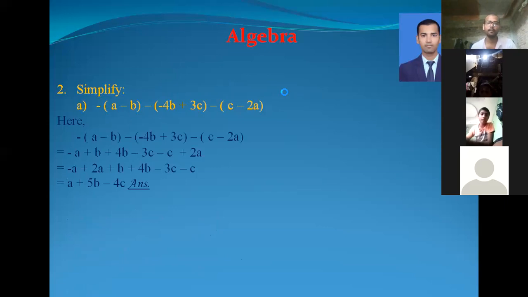That you can see on the screen. How can we solve it? So here we have the question: minus a minus b minus 4b plus 3c minus c minus 2a, where, as we know, if there is a minus sign in front of the bracket, the sign which is given inside the bracket would be changed.